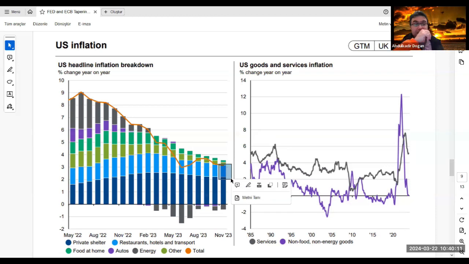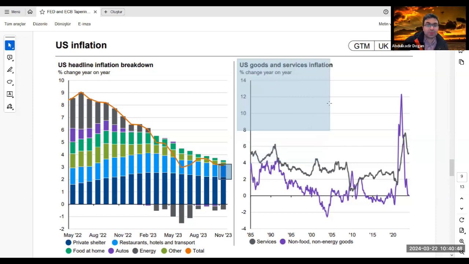And the United States, while making their Federal Open Market Committee operation and decreasing the interest rate, or speaking about the rate cut operation, they want to see that this private shelter and restaurant, hotels, and transport inflation should also substantially decrease in the market to persuade the Federal Reserve governors to decrease the interest rate. So they are still patient and will wait until mid-June for a rate cut operation in the financial markets.